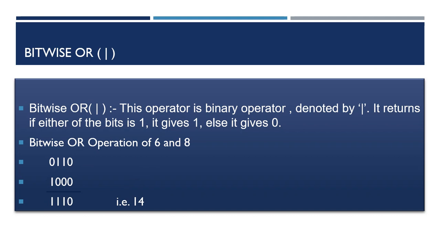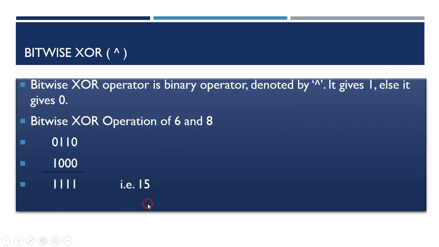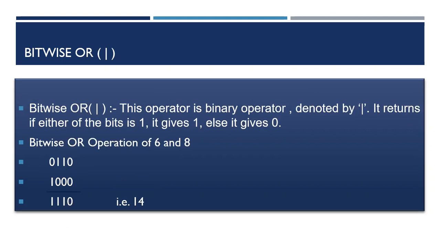See here, from bit 0 and this 1, as I told you, if one of the bits is 1, the answer will be 1. We are getting 1 here, and here as well. 0 and 0, we are getting 0. After converting this binary number to decimal, we are getting 14 as output. This is all about bitwise OR.